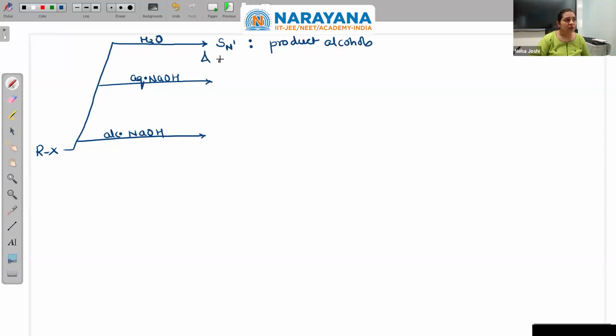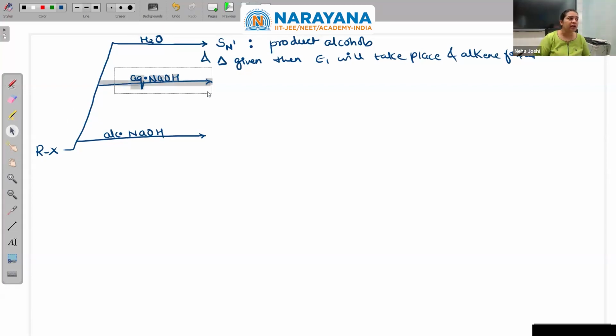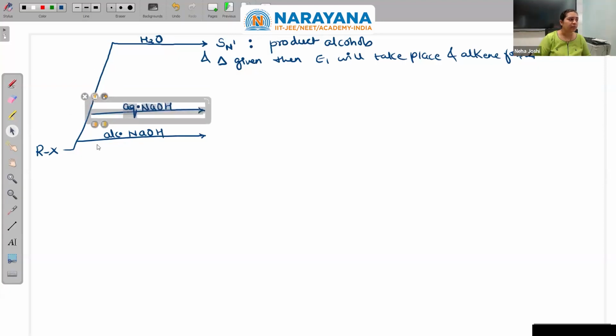Okay, if heat is given, then E1 will take place and alkene is formed. Then the answer will become alkene. Is that clear? Now see, because this water is a poor base as well as a poor nucleophile, the mechanism first shifted entirely to a unimolecular mechanism.